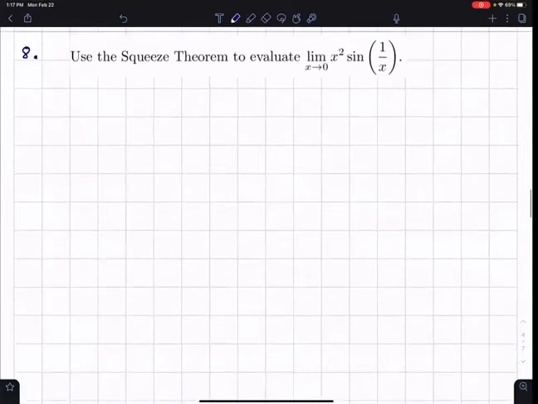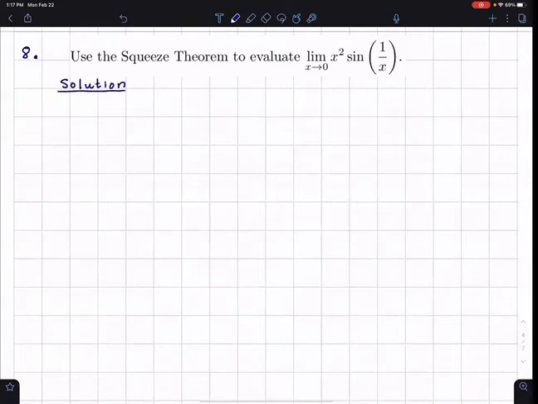For this problem, we're going to use the squeeze theorem to evaluate the limit as x approaches 0 of x squared sine 1 over x. I think we might have done this in lecture notes, and maybe there's already a video on this, but let's go for it. Okay, so here's my solution, which could be thought of as a proof.